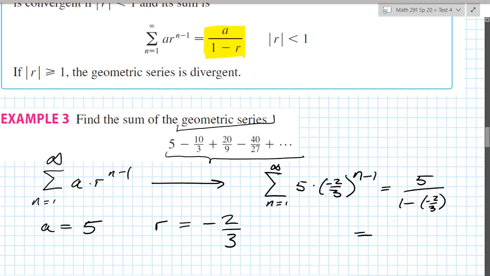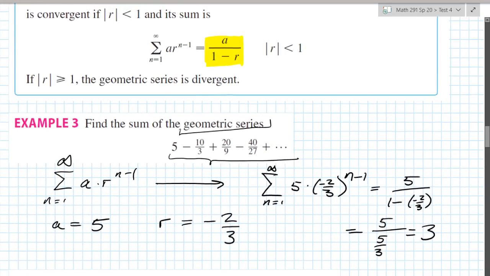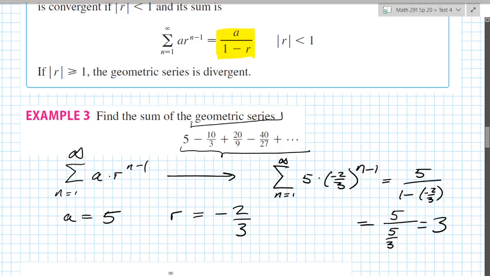So we have a over, looks like, 5/3, which is 3. So it works. This ratio was between negative 1 and positive 1. Everything works out for us.